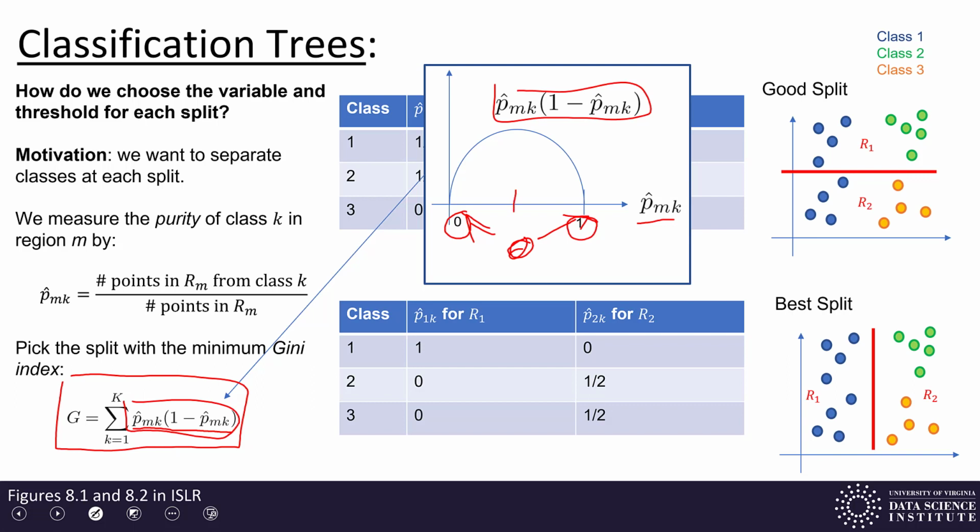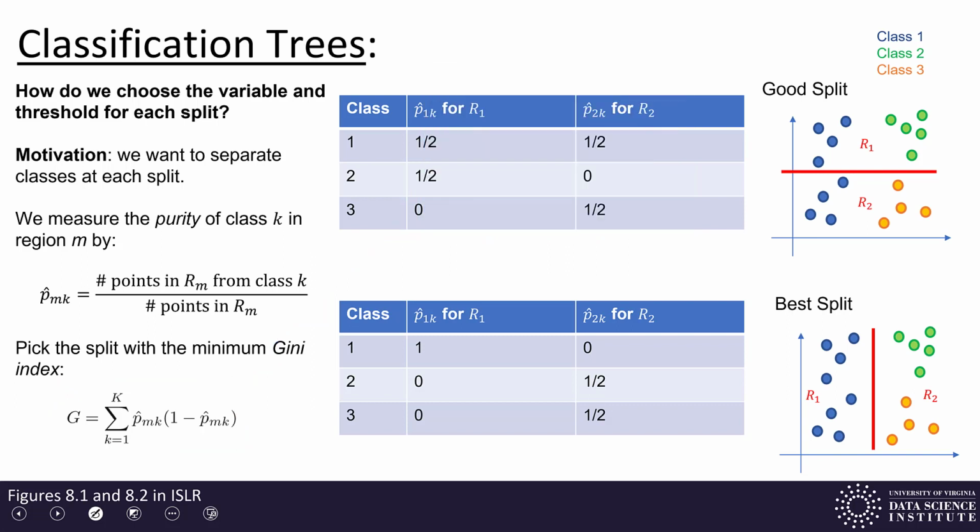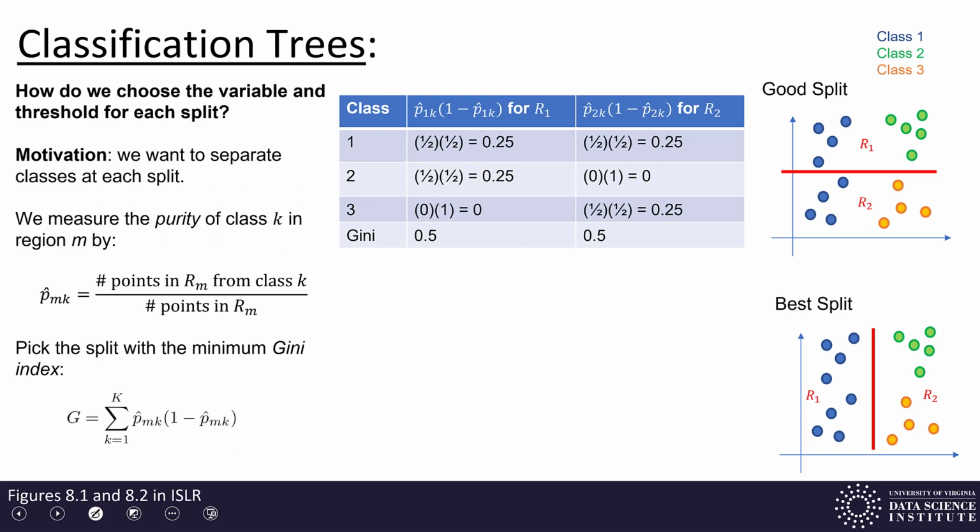The more towards this half and half, not very pure regions, the larger this gets. So we compute the Gini index, which is the sum of this function applied to all the purities, and we want that to be as small as possible. So there's Gini index. We want it as small, so we're going to take the minimum. When that's small, our purities are close to 0 and 1, and our separation is good.